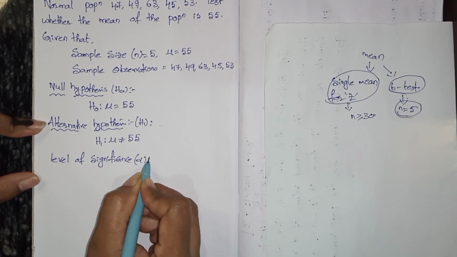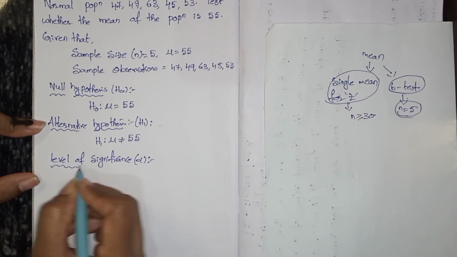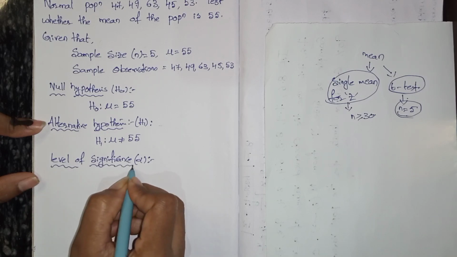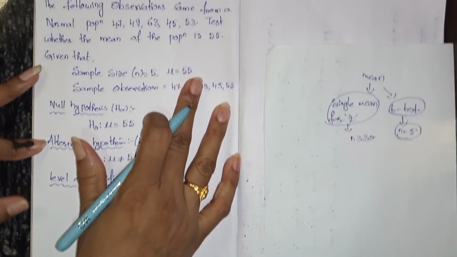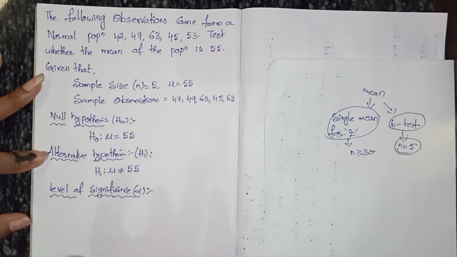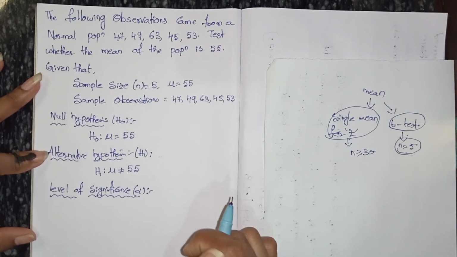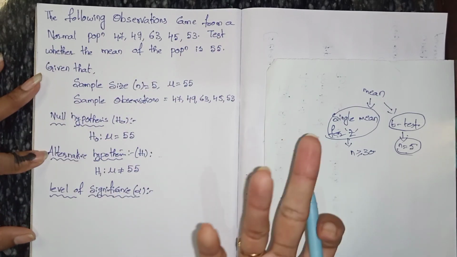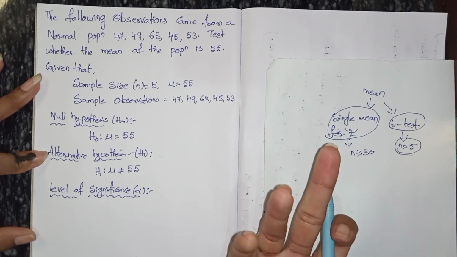It is denoted with alpha. We all know that level of significance is denoted with alpha. See here in the question, they did not give a particular level of significance. So at that time we have to use 5%, or else we can say that it is 95%.